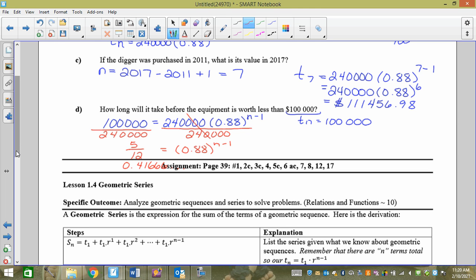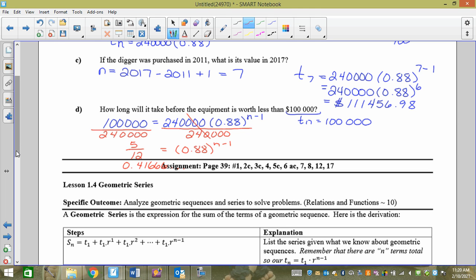So you can go 0.88 to the 2 minus 1. So you could go 0.88 to the 1. Oh, that's not small enough. 0.88 to the 2, 0.744. Nope. 0.88 to the 3. Nope. 0.88 to the 4. Nope. 0.88 to the 5. Nope. 0.88 to the 6. Nope. 0.88 to the 7. And then 0.88 to the 8. Right? You could do that.